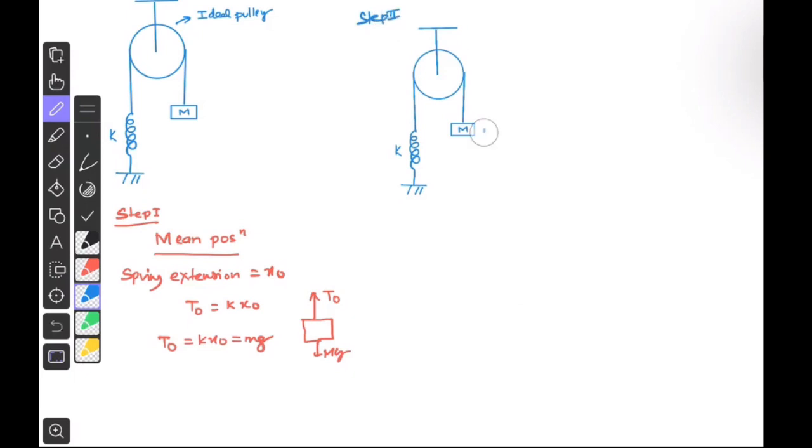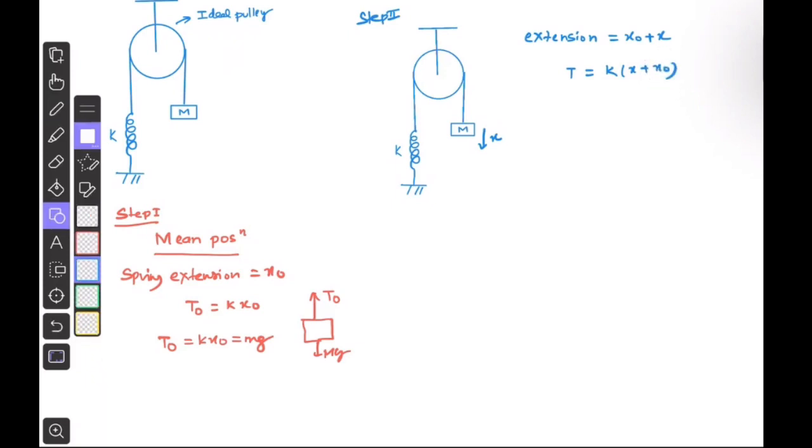If I displace the block down by x, tell me by how much the spring will get extended. Same amount. Now the tension the spring will be having will not be x0, it will become x0 plus x, correct? So the tension in the spring, which will be the same as the tension in the string, will become k(x plus x0).